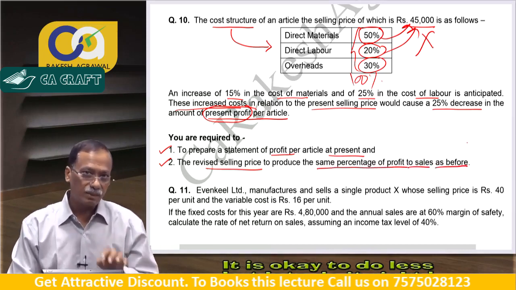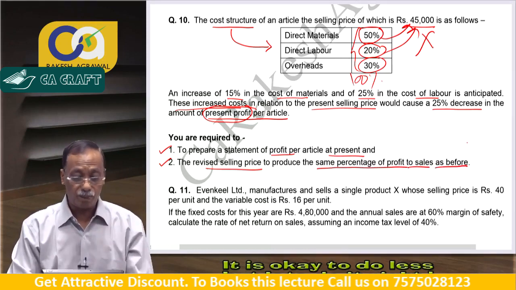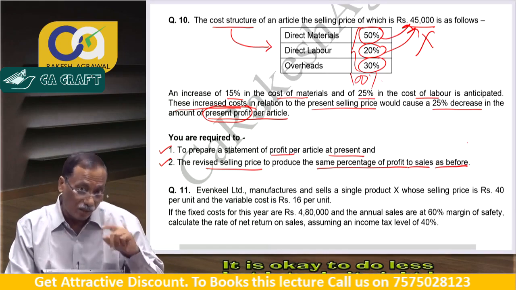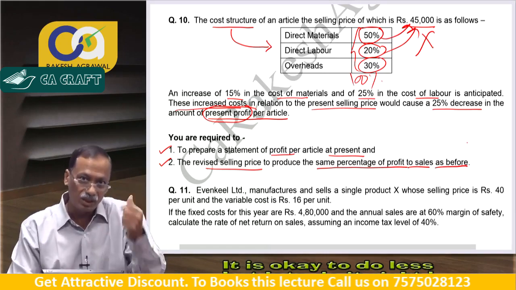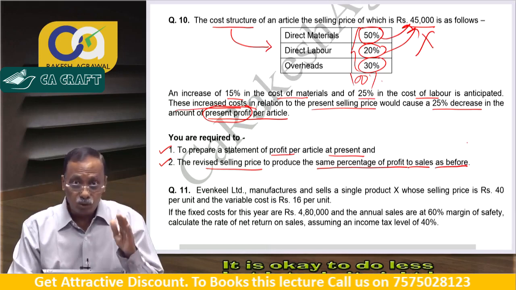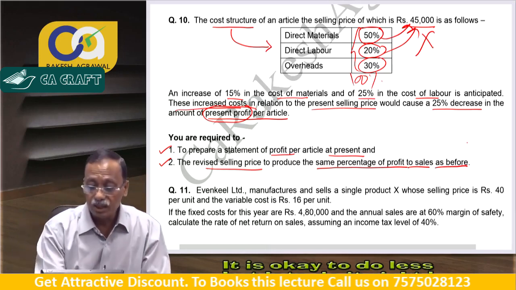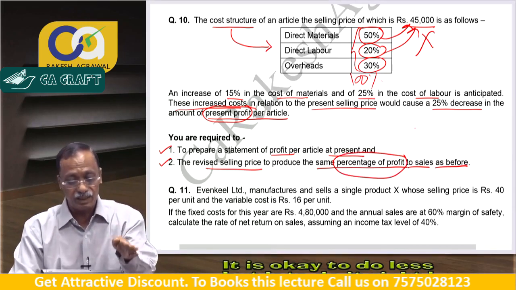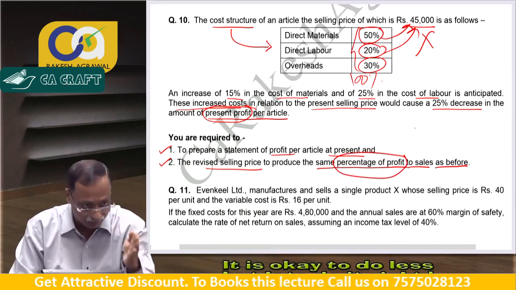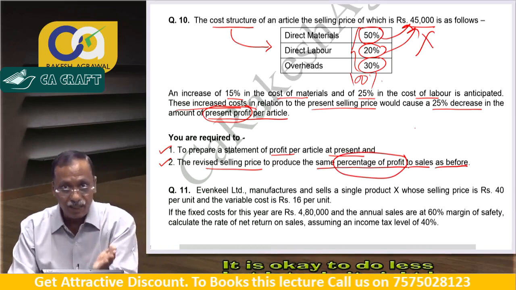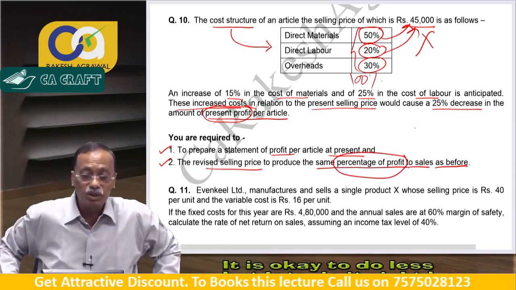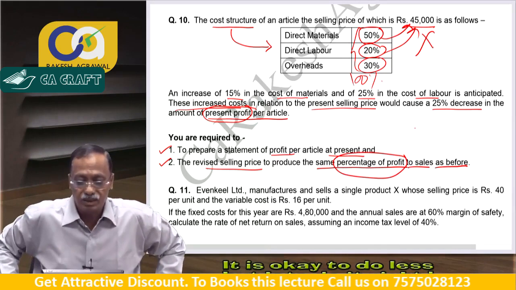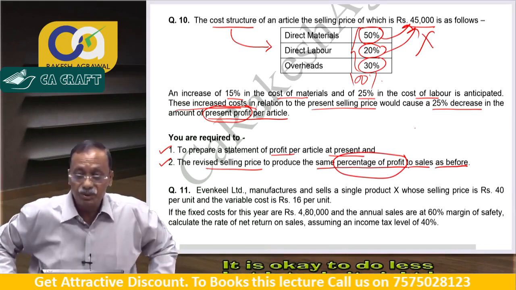Now if you keep the sales price same, what will happen? Profit will come down. Now you have to calculate revised selling price, means naturally you have to increase the sales price. But you have to increase the sales price in such a manner that the percentage profit is maintained. The same profit percentage to sales which you are earning at present will be maintained with new selling price. So you have to give the new or revised selling price, because in future the cost is going to change.